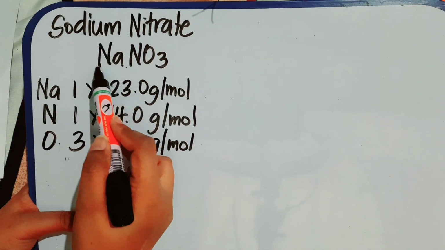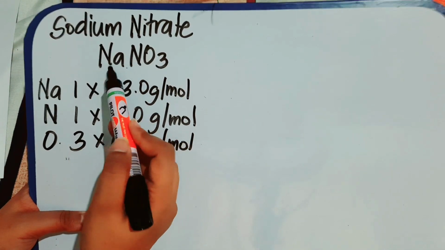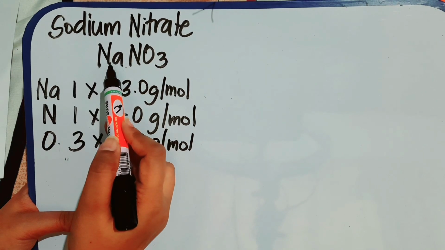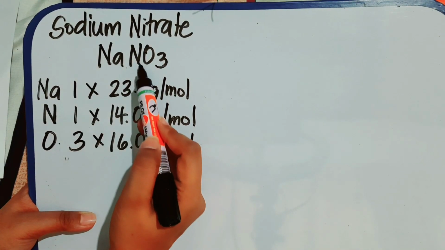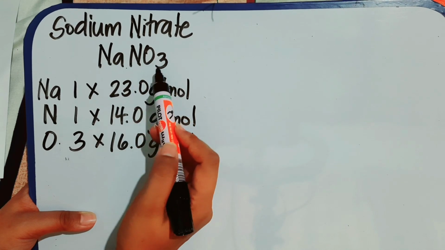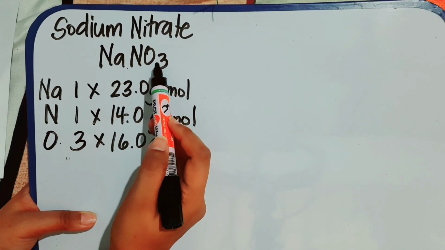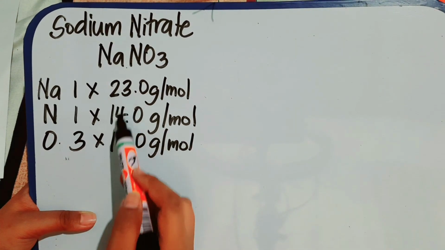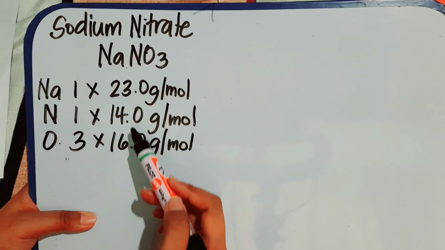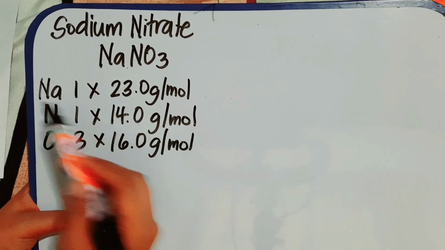So, kagaya nito, nitrogen, wala naman siyang subscript, diba? So, automatic, isa lang ang mole ng sodium dito. Nitrogen, isa lang din kasi wala naman siyang nakalagay. Hindi kagaya nitong oxygen na may number 3 pa siya sa baba. Ibig sabihin, meron tayong 3 mole ng oxygen. And then, ano ba itong mga 23, 14, 16? It symbolizes the atomic mass of each element.